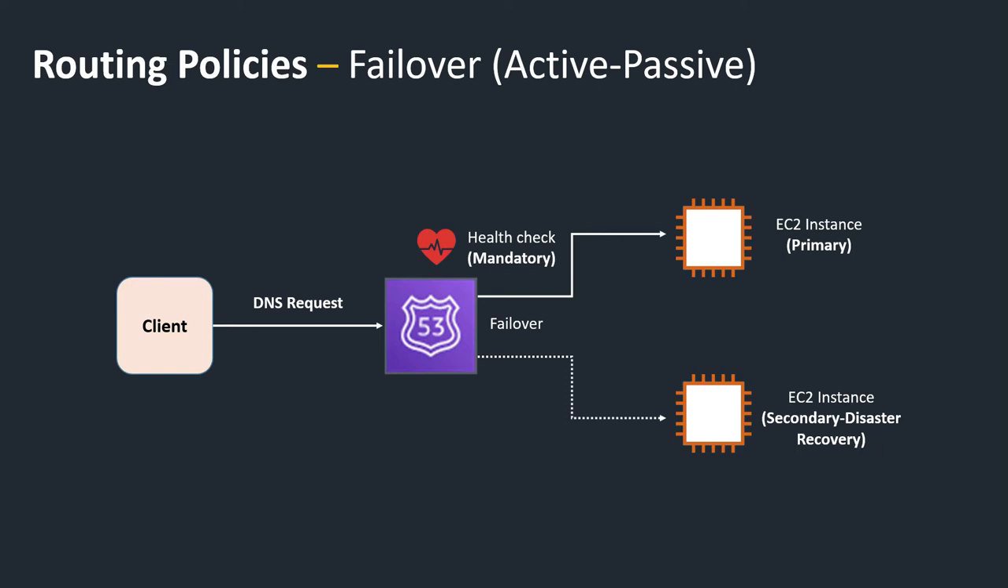And of course, the secondary EC2 can also be associated with a health check if we wanted to. But there can be one primary and one secondary. Now, the client, when it makes DNS requests, will automatically get the resource that is deemed healthy. Okay, so this is what failover routing policy is.